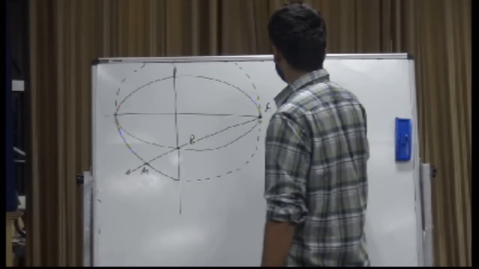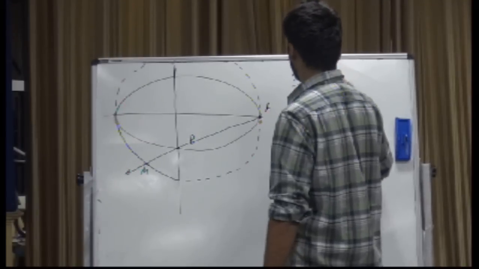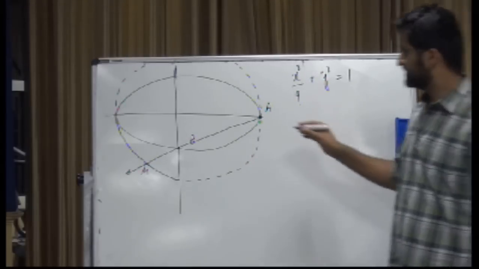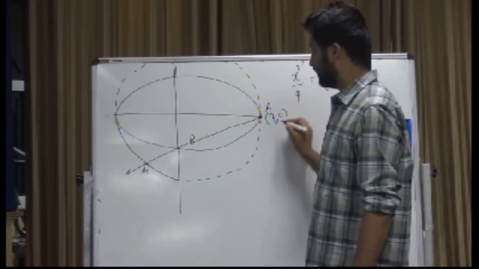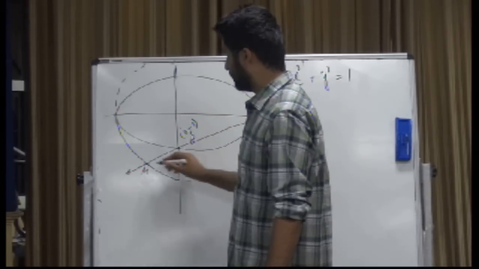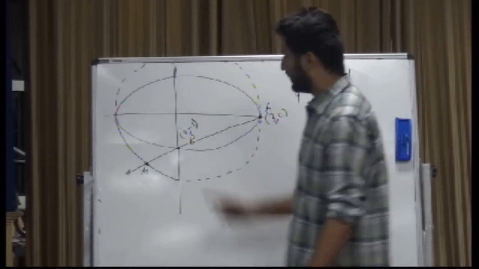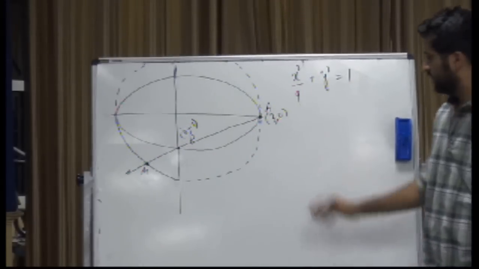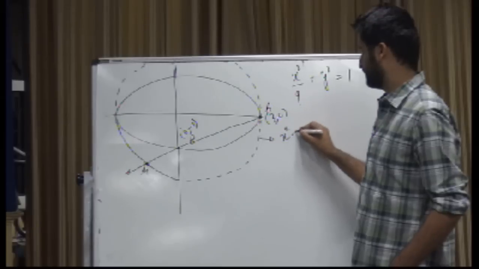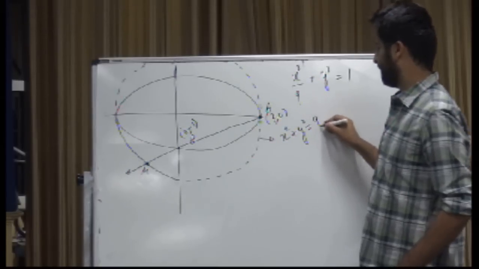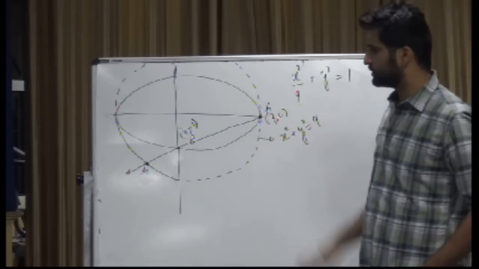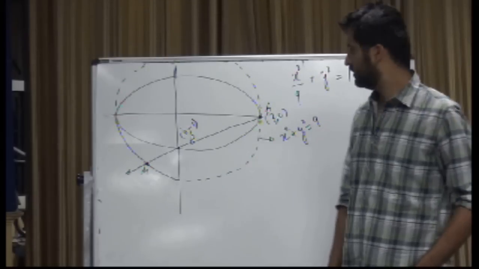The equation was x square upon 9 plus y square is equal to 1. What is this point? 3, 0. And this point will be 0, minus 1. Good. So you have to find this point. What is the equation of this circle? x square plus y square is equal to a square, right? So x square plus y square is equal to 9 will be the equation, right?